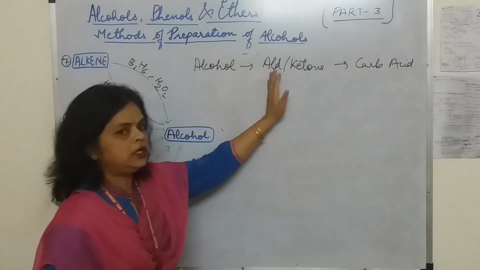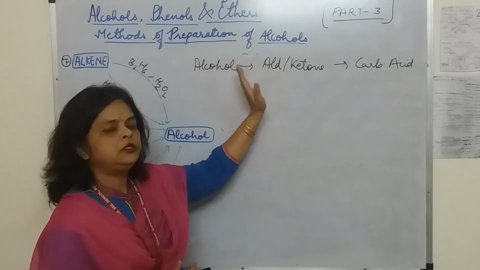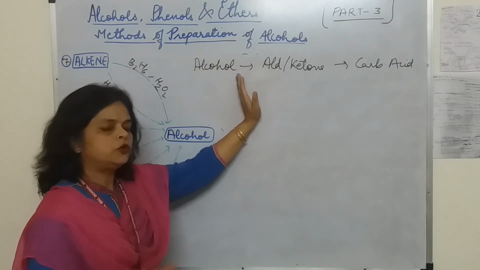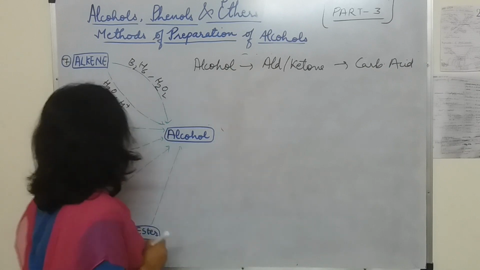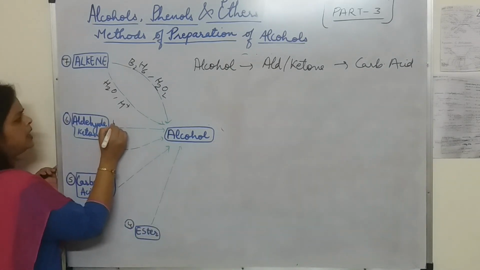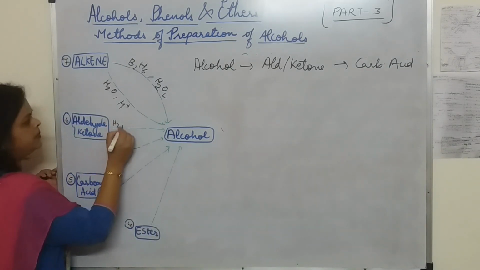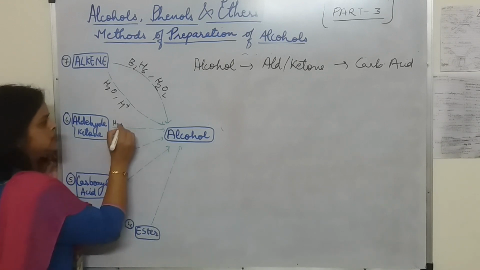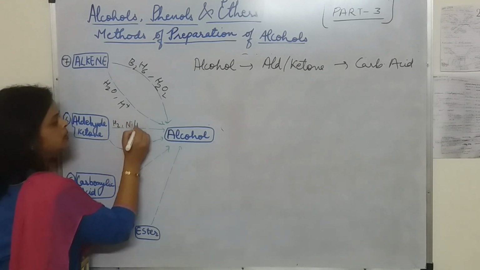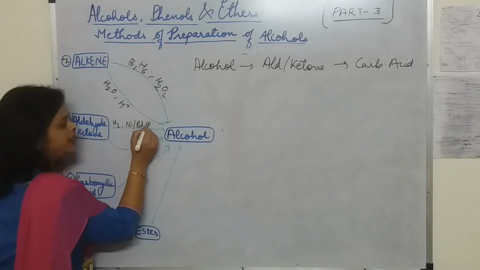That means we are going back. So always the reducing agents will be used. So you have to learn some reducing agents over here. Suppose you are adding hydrogen in presence of finely divided metal, suppose nickel, palladium or platinum.